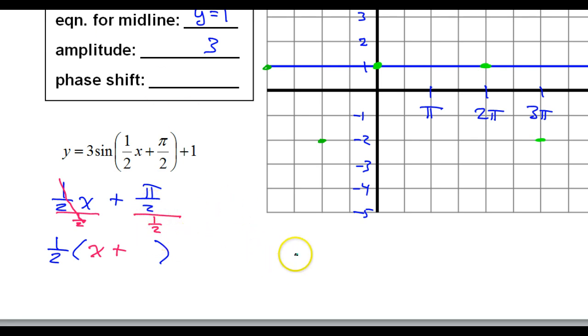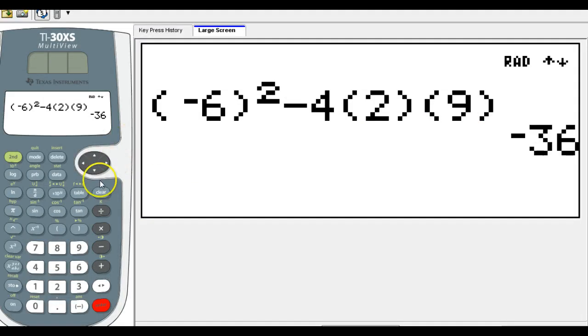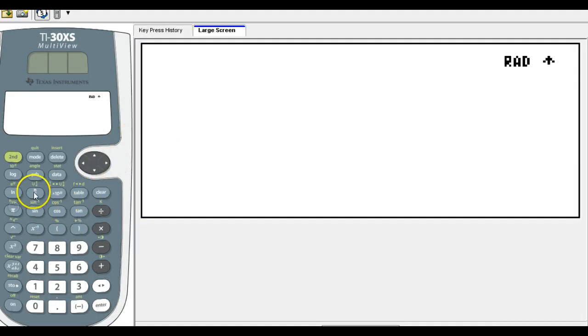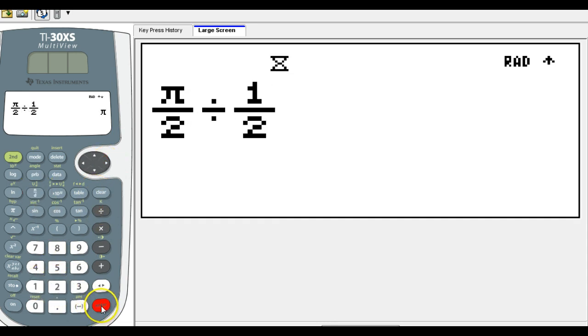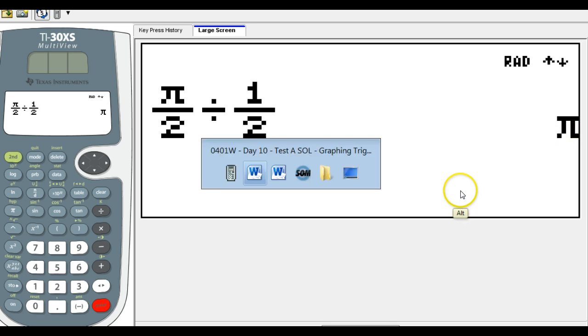Well, let's do that off to the side. I've got pi over 2 divided by 1/2. Well, that's the same thing as pi over 2 times 2. I'm multiplying by the reciprocal. But these 2's will cancel, so I'm just going to get pi. Now if you're uncomfortable with that at all, understand I could have put this in my calculator: pi over 2 divided by 1/2. Either way I'm going to get pi.